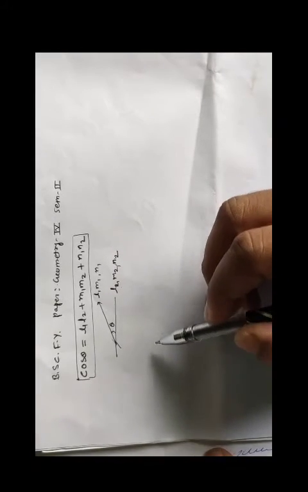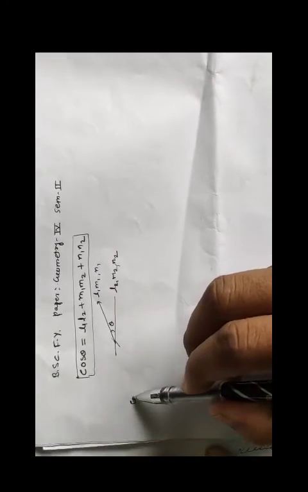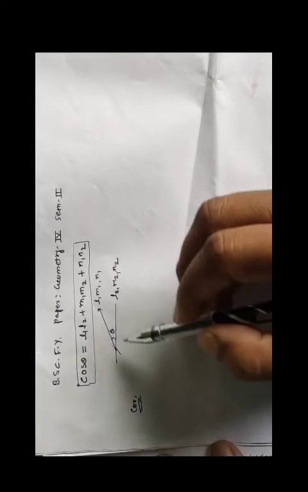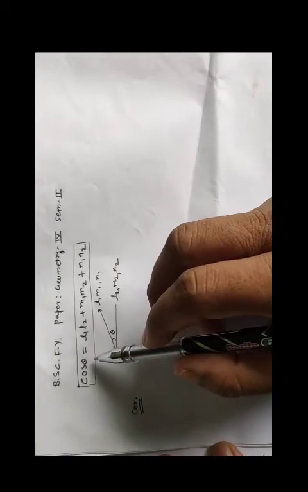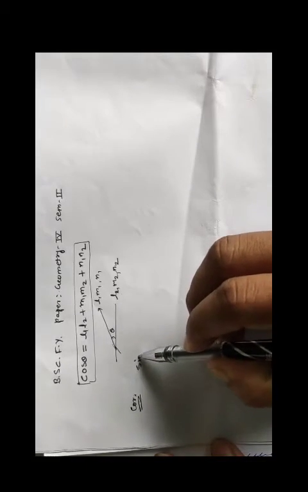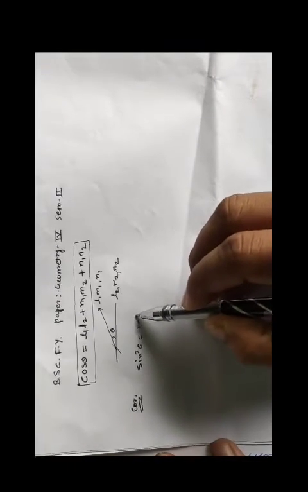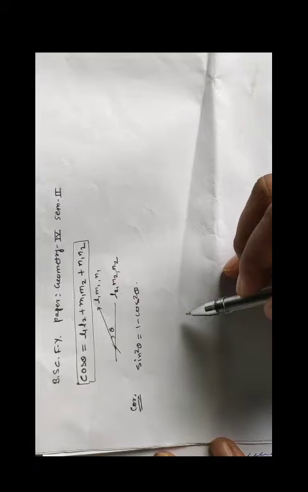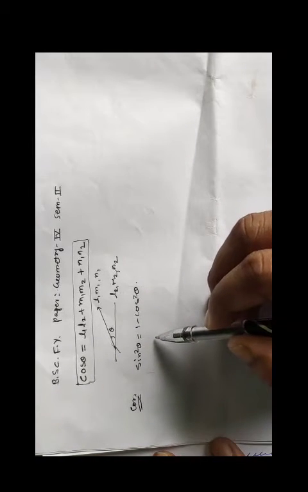So dear student, we know the relation between sin theta and cos theta. We are going to discuss one corollary. We can write sin square theta is equal to 1 minus cos square theta, isn't it? Sin square theta can be written as 1 minus cos square theta.